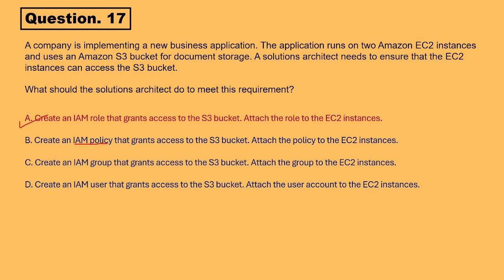The IAM policy option is not correct because policies define permissions, that is fine, but they need to be attached to roles or users. Attaching a policy directly to EC2 instances is not possible. So this one is not correct. The IAM group option is not correct because groups are used to manage permissions for multiple users, not instances. And here, the permission for the instance is required. So this one is also not correct. And now the IAM user, obviously you can understand. Users are intended for individual users or applications, not for EC2 instances. So option A is the only correct one here.